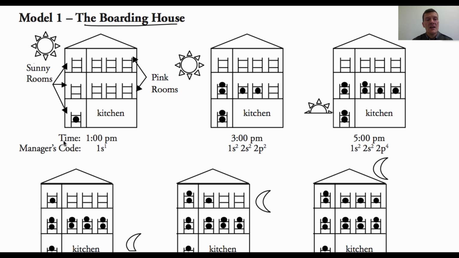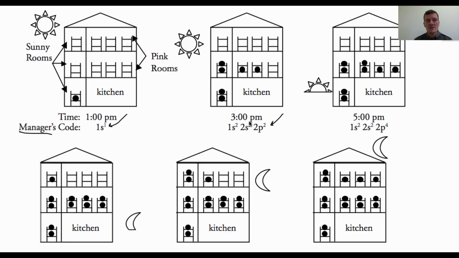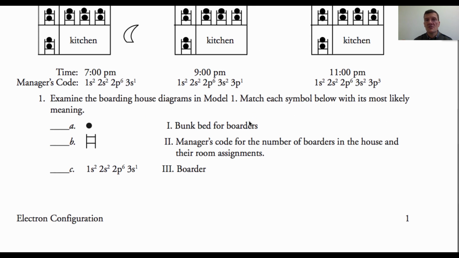And then you have a time, and at that particular time there is a certain number of people in your boarding house. And since you're the manager, you're going to track some type of code here in order to represent who is in your house, and actually where they are in your house. Okay? So each time you are going to use your code in order to describe where people are sleeping in the boarding house. So let's answer some of the questions here.